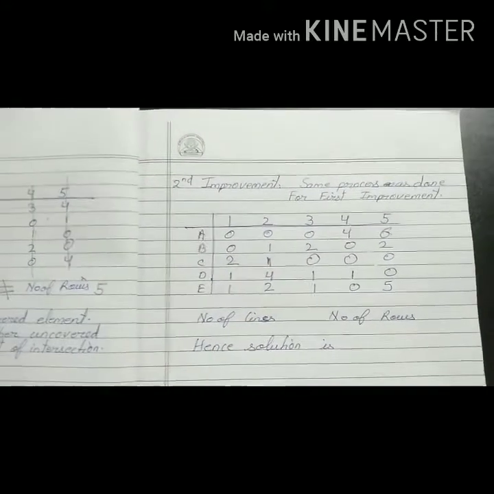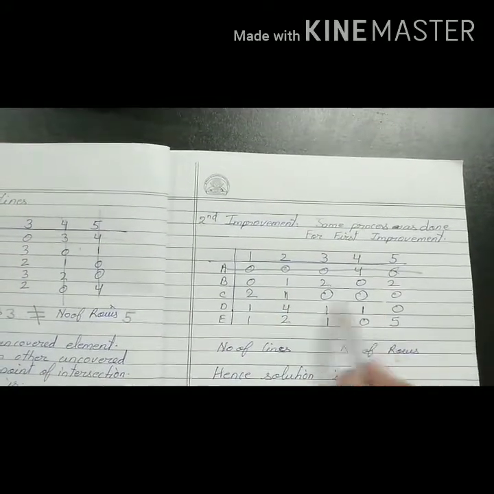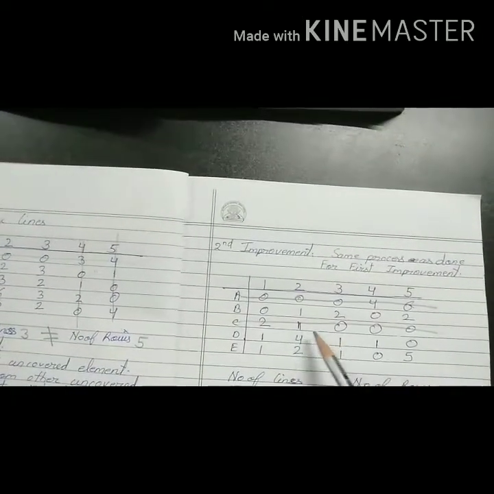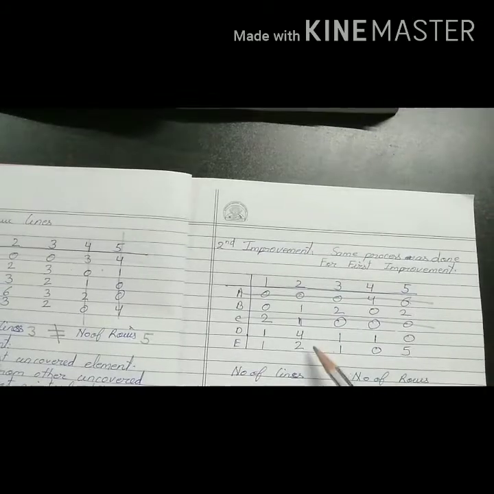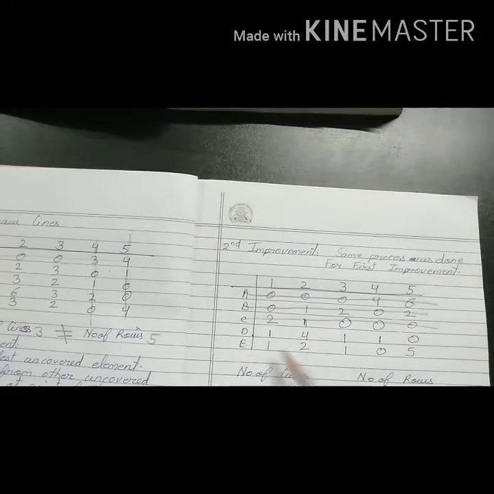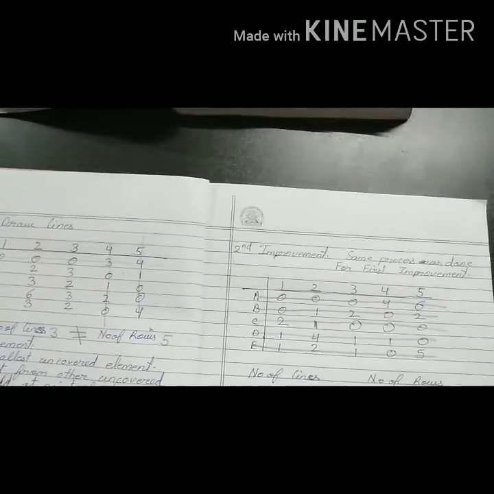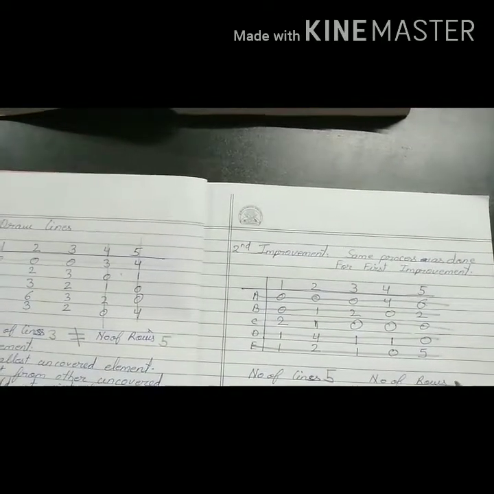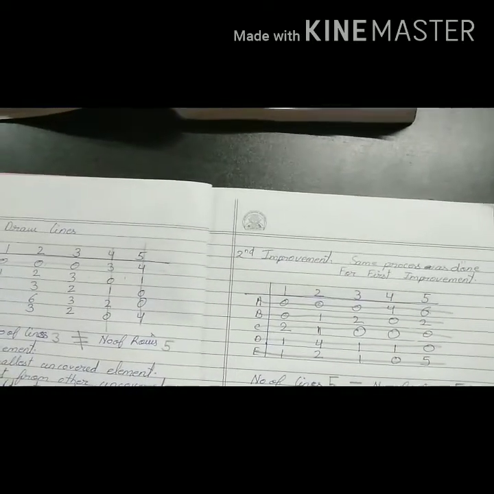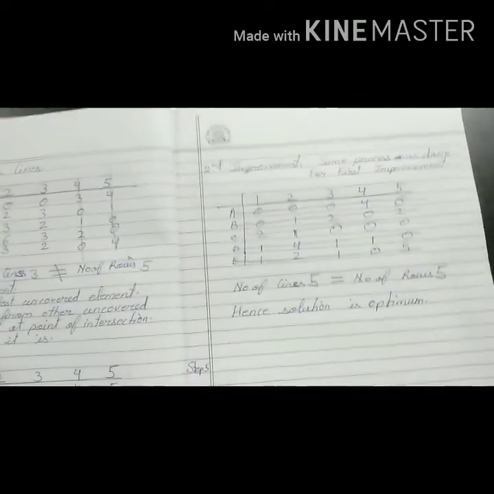Now again draw the lines. So here we can draw the lines as this is the first line with 3 zeros. Again 3 zeros are in C. This is second line. Again check with any other row which is having 3 zeros. No. Any column? No. Now go for 2 zeros. This is there. Now 2 zero row? No. No column with 2 zeros. Now go for single zero. Yes. Now how many lines we got? 5. How many rows we have? 5. So this is equal. So here we can say that hence the solution is optimum.